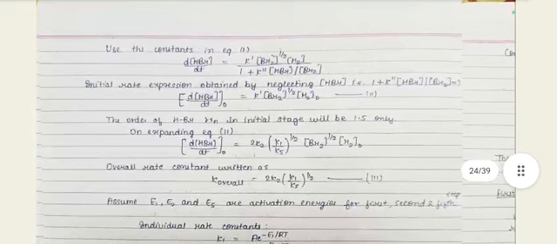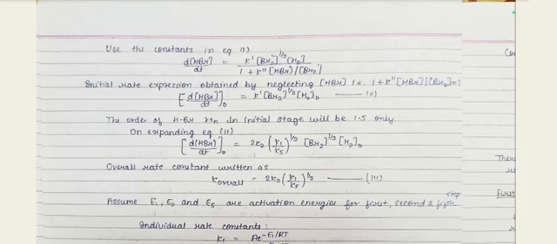Use the constant in equation 1. d[HBr]/dt = k'[Br2]^(1/2)[H2] / (1 + k''[HBr]/[Br2]). In the initial rate expression, obtained by neglecting [HBr], 1 + k''[HBr]/[Br2] is equal to 1. So (d[HBr]/dt)_0 = k'[Br2]^(1/2)[H2]_0. The order of the HBr reaction in the initial stage will be 1.5 only.